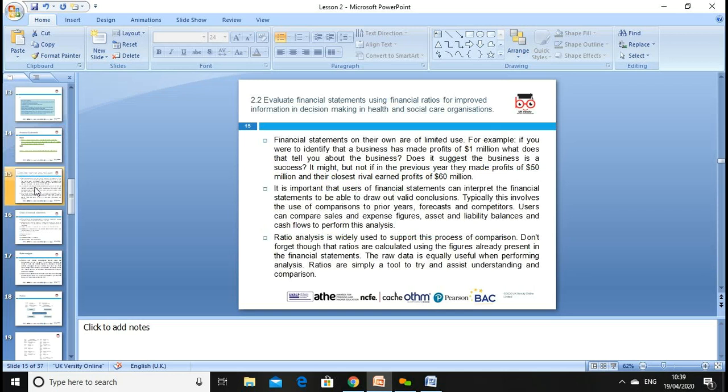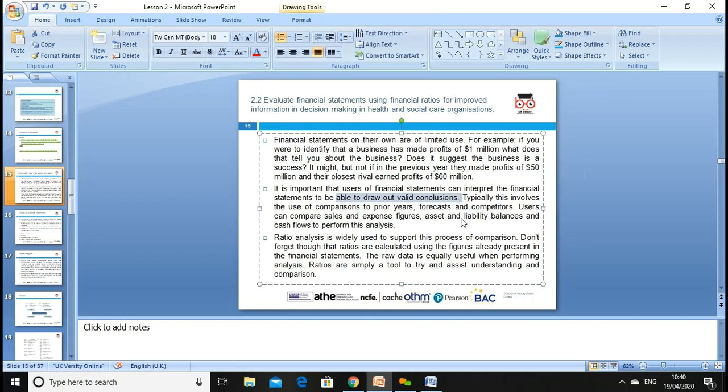Okay, next we'll look at 2.2, evaluate the financial statements using financial ratios. Here we'll learn about financial ratios. Financial statements on their own are of limited use. For example, if you were to identify that a business made a profit of 1 million, what does this tell you? Does this suggest the business is a success? It might not be. The previous year they made a profit of 50 million. Their closest rival earned 60 million. So it is important for users of the financial statements to interpret the figures and draw valid conclusions.